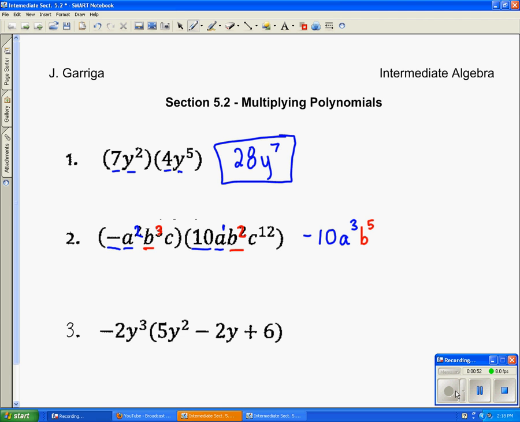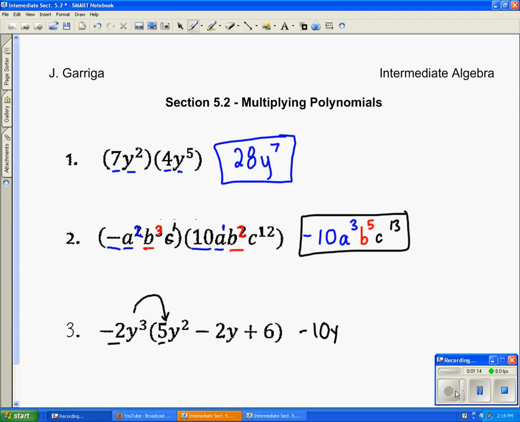And then next I'm going to do c. This is c to the unknown 1. 1 plus 12 is c to the 13th. So when you multiply like bases, you add the exponents. So we're going to distribute over here. Negative 2 times positive 5 is negative 10.